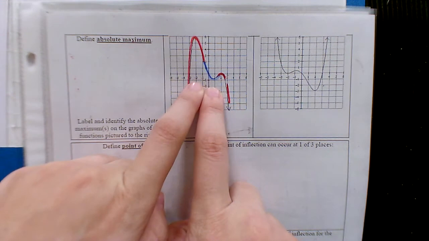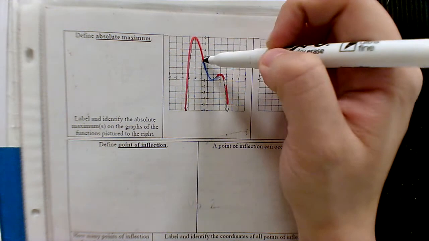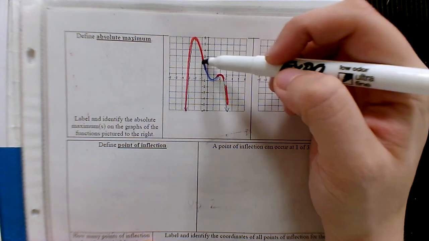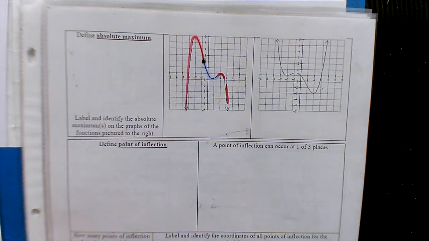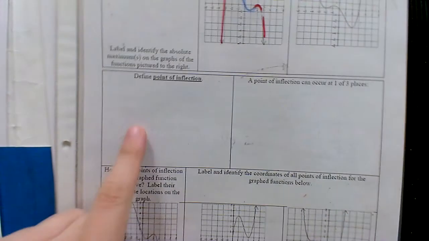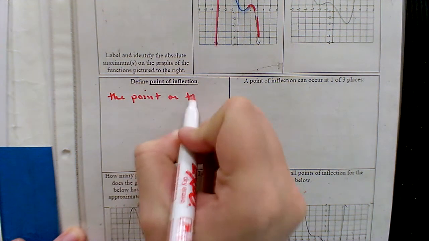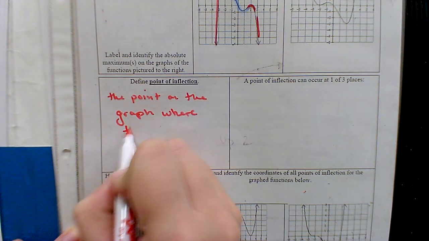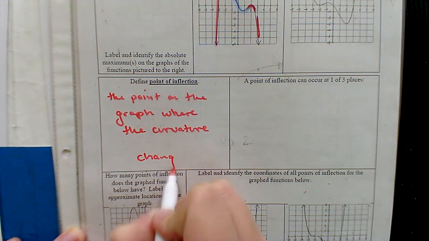So for instance, in this picture here, wherever my red line meets the blue line, because that's where the curvature would change, you'd go from an upside down parabola to a right side up parabola. This is what's defined as a point of inflection. Okay, that special point on the graph where the curvature changes. So we're going to go ahead and write that down in this box. We'll say the point on the graph where the curvature changes.